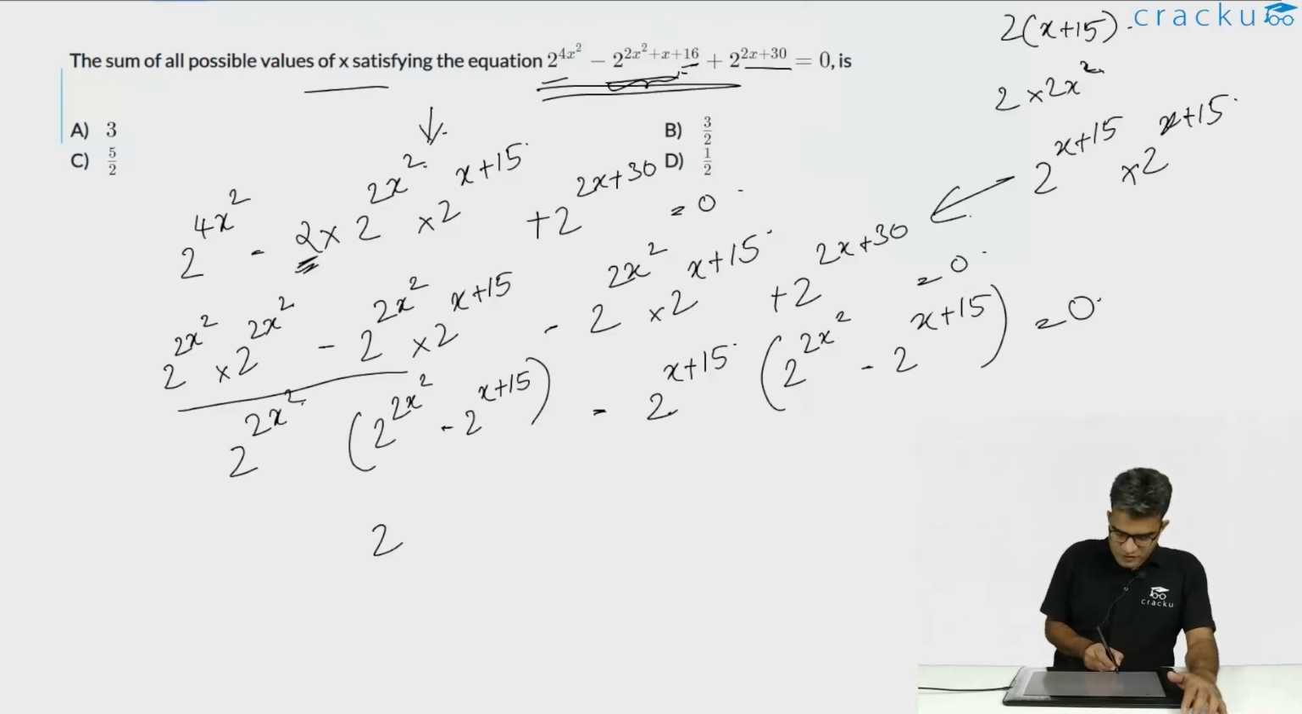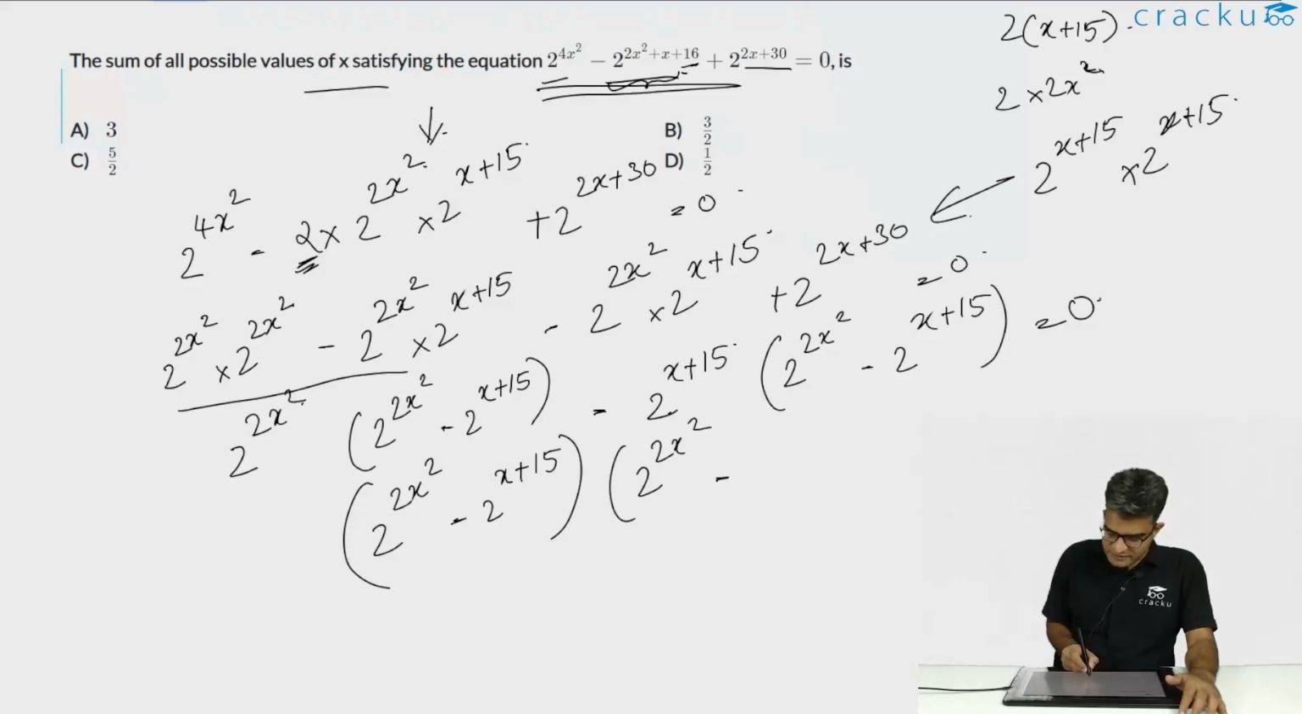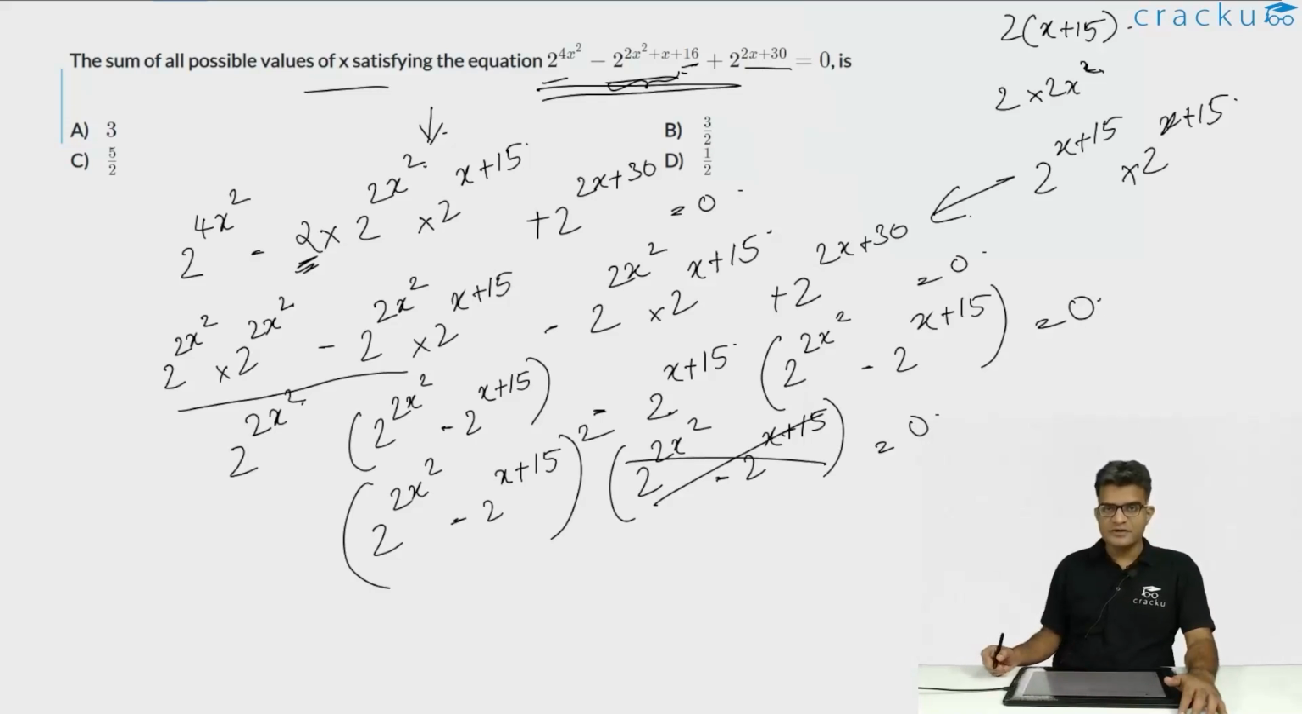This is equal to 2 to the power 2x square minus 2 to the power x plus 15 into 2 to the power 2x square minus 2 to the power x plus 15 is equal to 0. This is basically 2 to the power 2x square minus 2 to the power x plus 15 whole square is equal to 0. Or we want 2x square to be equal to x plus 15 because we want this to be equal to 0. So the power of the exponents has to be the same. This is a quadratic equation which we can factorize.